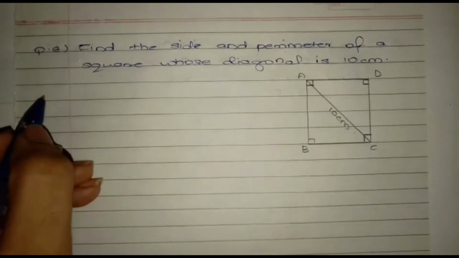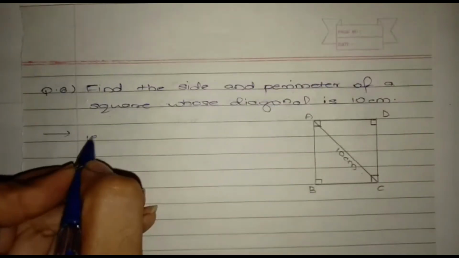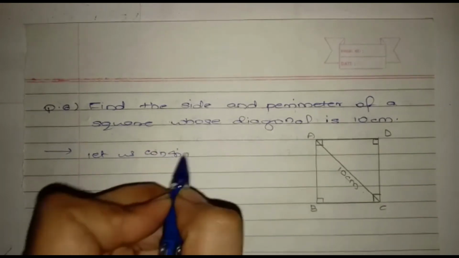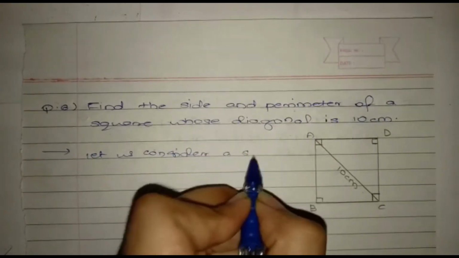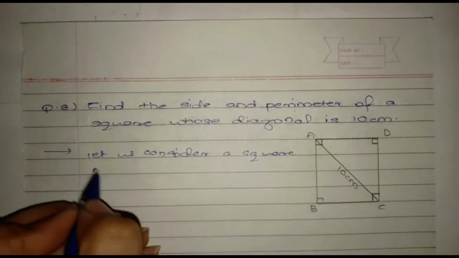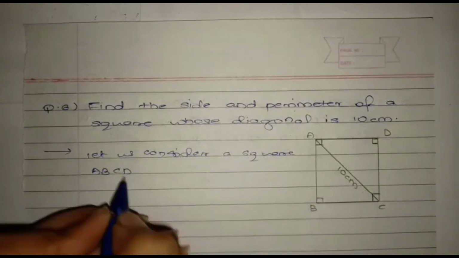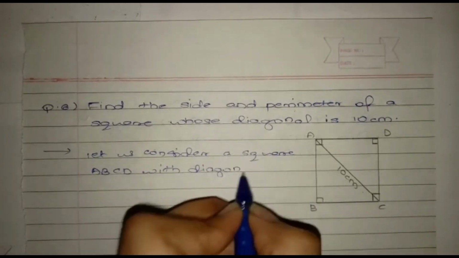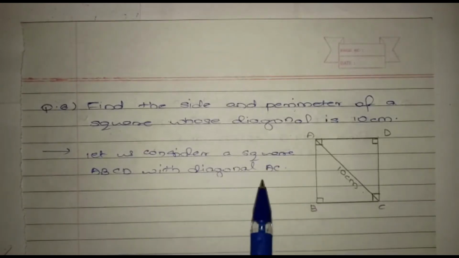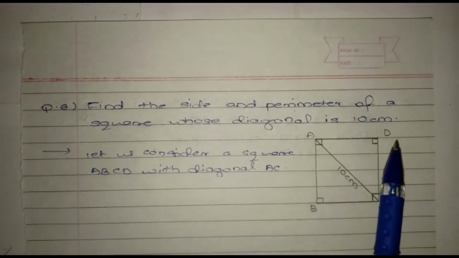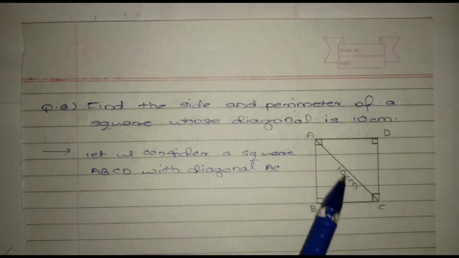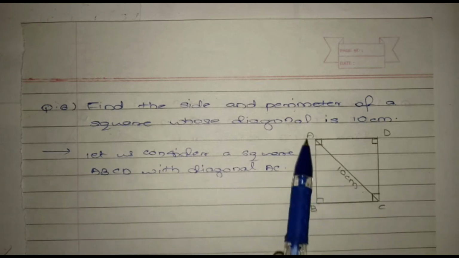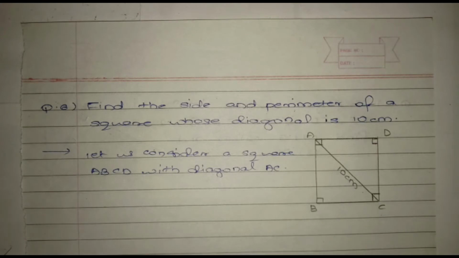Now I will write, let us consider a square ABCD with diagonal AC. You can consider BD also, it is of your choice. I have considered AC because it will be easy to consider a right angle triangle ABC. So let us consider a square ABCD with diagonal AC.